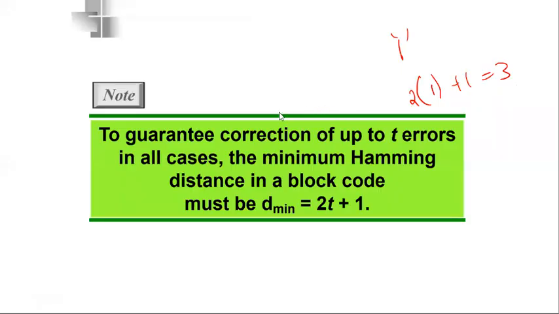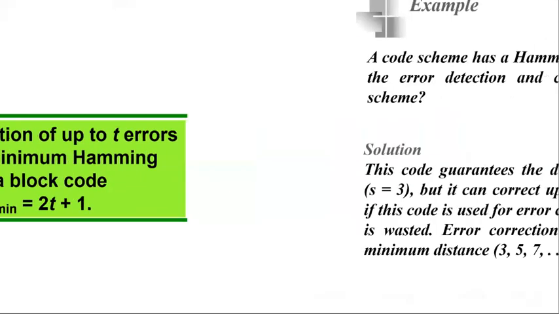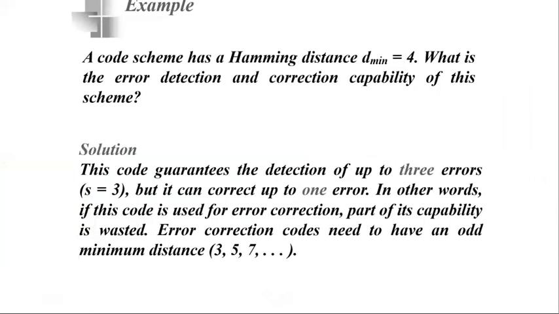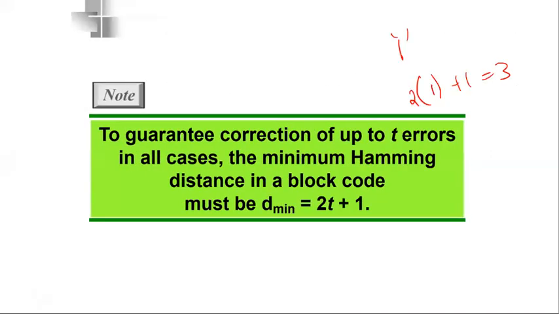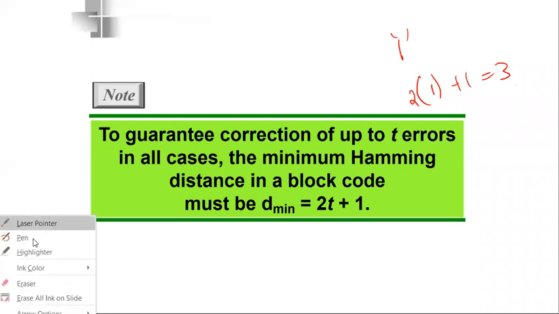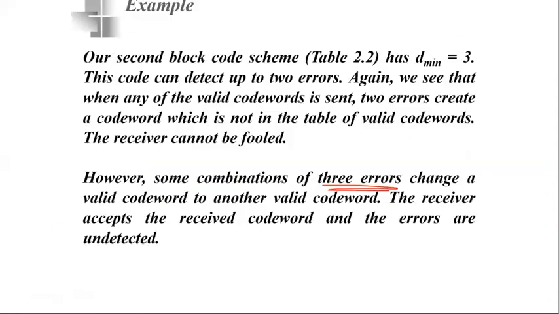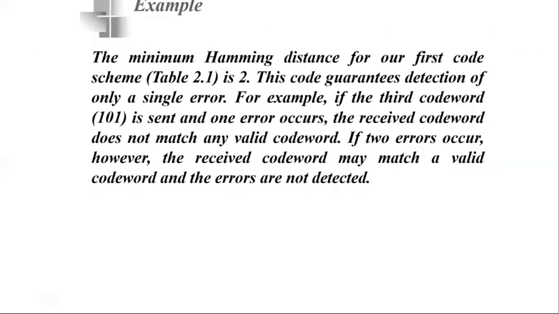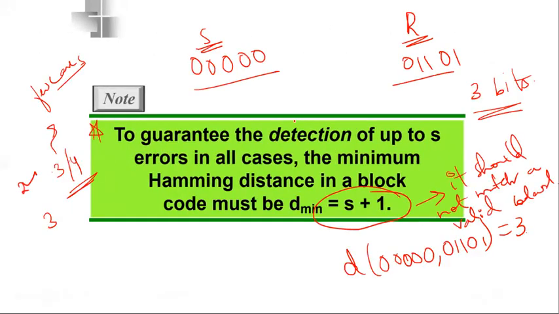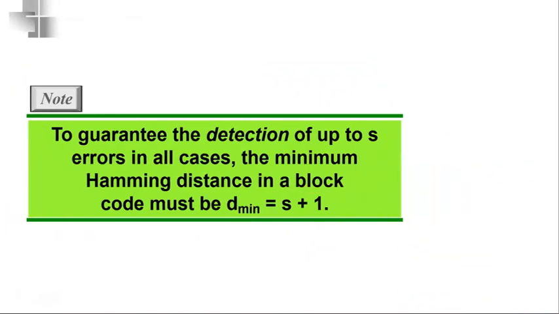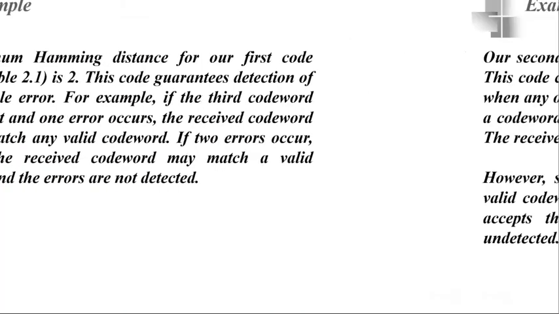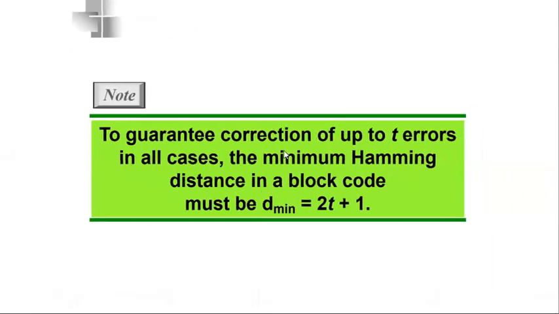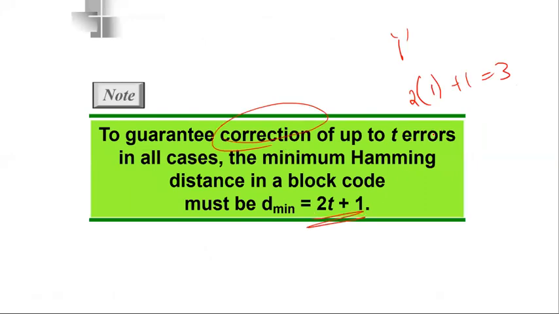So before we go, I just want to highlight one point over here. In this case, we have the correction. In the earlier cases, we have seen the detection, that is, to guarantee the detection of up to S errors, the minimum Hamming distance should be S plus 1. And to correct errors, we need the minimum Hamming distance to be 2T plus 1.